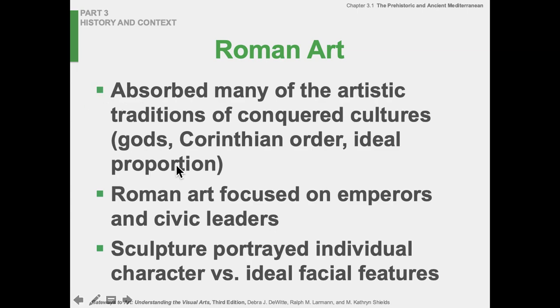The multiple gods, pantheism. The Corinthian order. Also, they use the other Doric and Ionic a little bit as well, but the Corinthian order is mainly the Roman order. And the ideal proportions. So a shift with Roman art is going to get away from athleticism and more toward emperors and civic leaders.